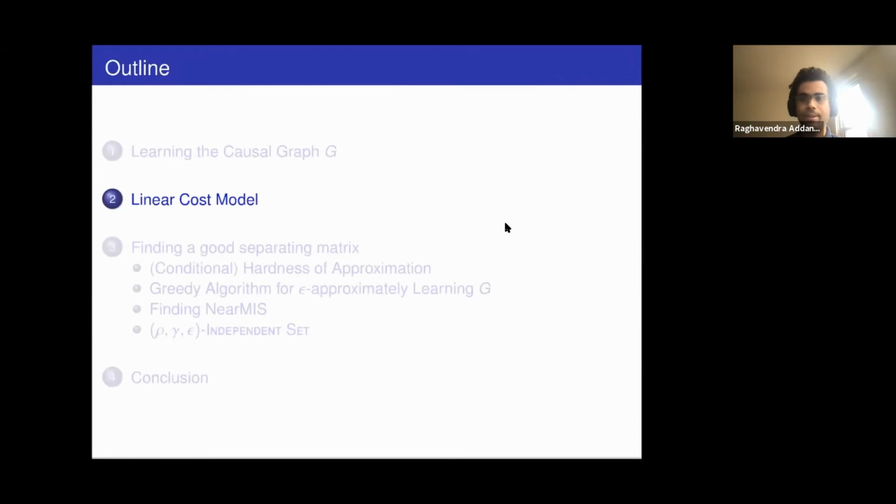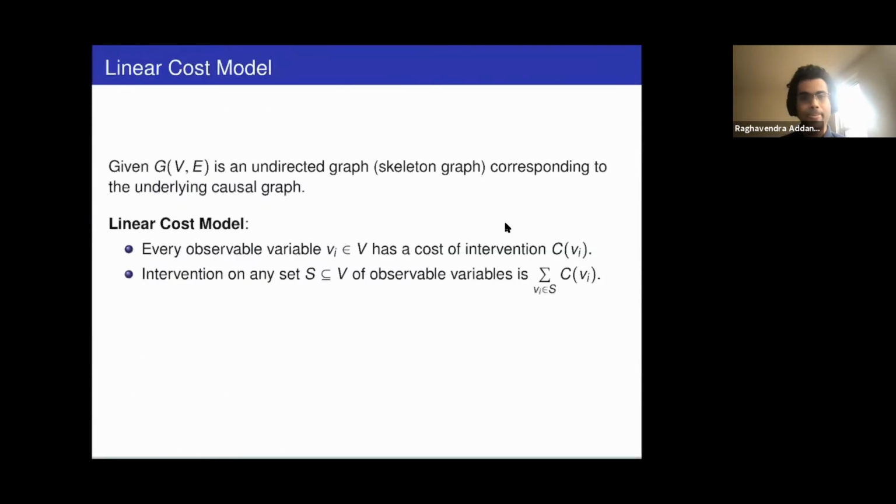Now, intervening on a set of variables could cost differently for different sets of variables. If you intervene on one variable, it could have a different cost associated with it, whereas if you intervene on another variable, it could have a different cost. We capture this in what is called the linear cost model, where suppose G is an undirected graph, a skeleton graph, as I described previously, without any directions given to us. In this linear cost model, we assume that every variable has a cost C of Vi associated with it, and the cost of intervening on any set of variables is simply the sum of the costs of the variables present in this set.